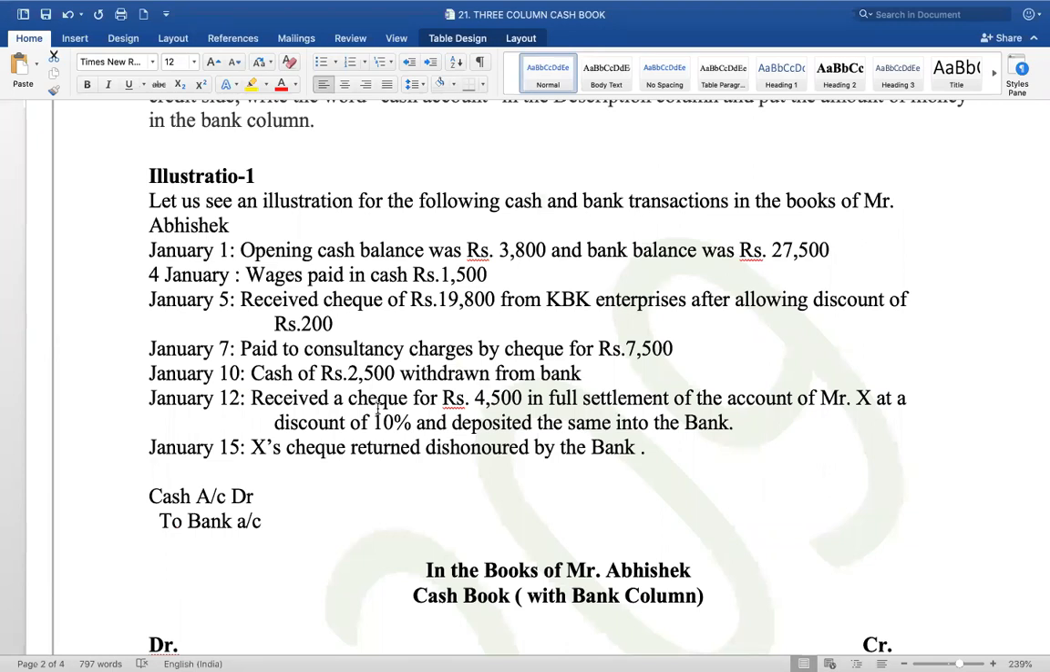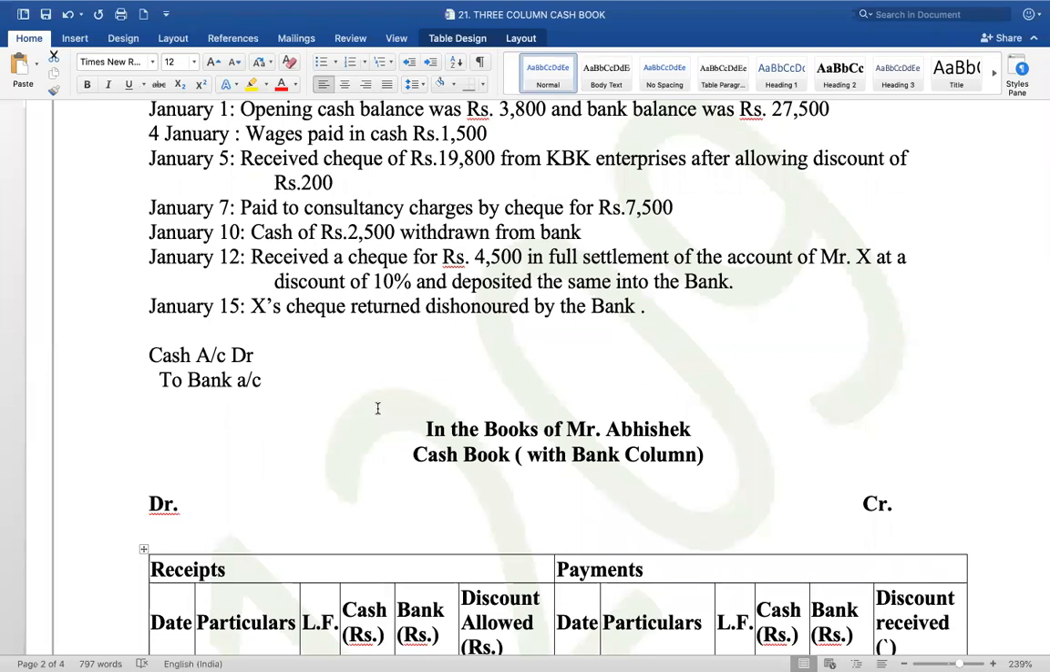On January 15th, X's check returned dishonored by the bank. What is dishonor? In accounting parlance, in the accounting sense of understanding, what is dishonor? Maybe the bank balance is less than the check amount. Yes, that is the business language.